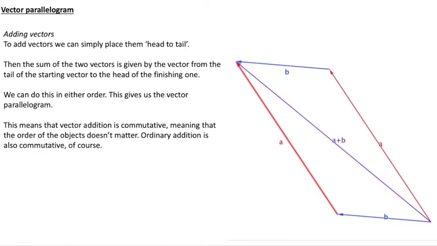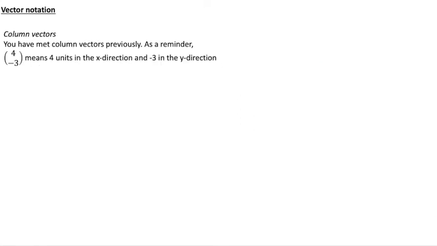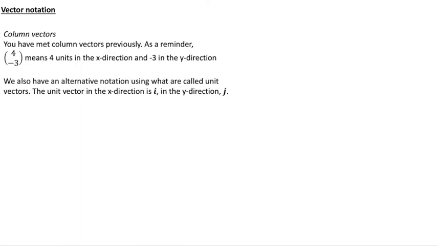Okay, thinking now about vector notation, you've met column vectors before, and as a reminder, (4, -3) means 4 units in the x direction and -3 in the y direction. And we also have an alternative notation using what are called unit vectors. So the unit vector in the x direction is i, and in the y direction j.